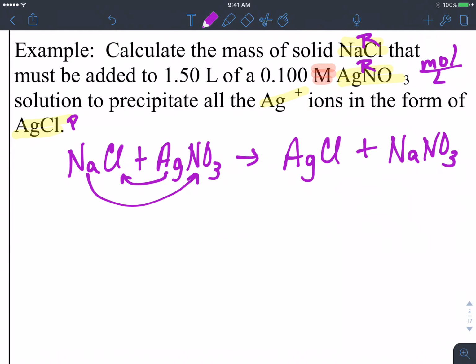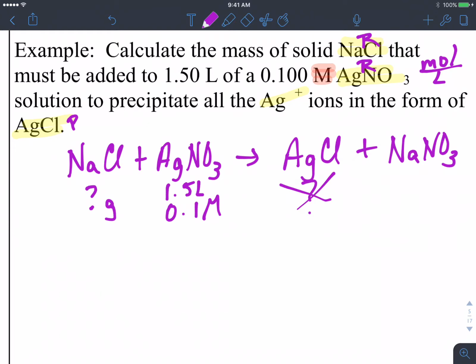So what I like to do is put the information that we know underneath the species that we're speaking about. So we know that we are going to take 1.5 liters of 0.1 molar AgNO3. And we want to know how many grams of NaCl it takes in order to get AgCl out of it. So really, we aren't trying to find out how much AgCl we're going to get, so that's not our question mark. What we are trying to find out is the amount of NaCl that reacts with AgNO3. You've done this before. The only difference is when you've done it before, we've talked only about doing this with solids. Now we need to deal with their concentrations.